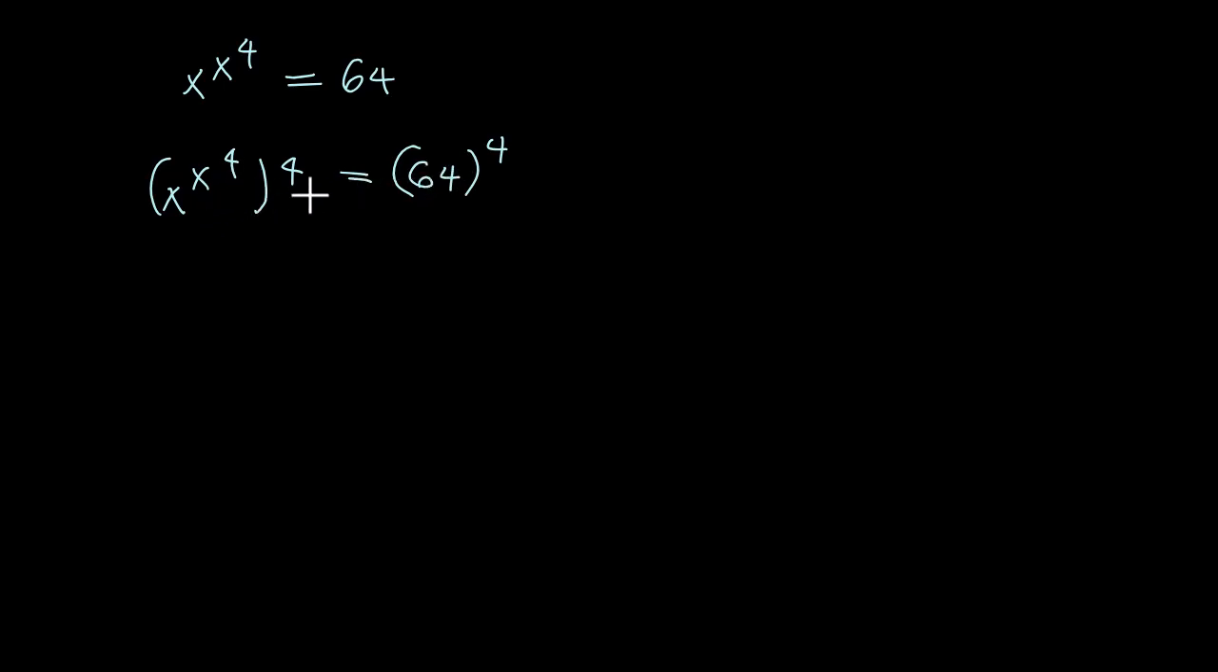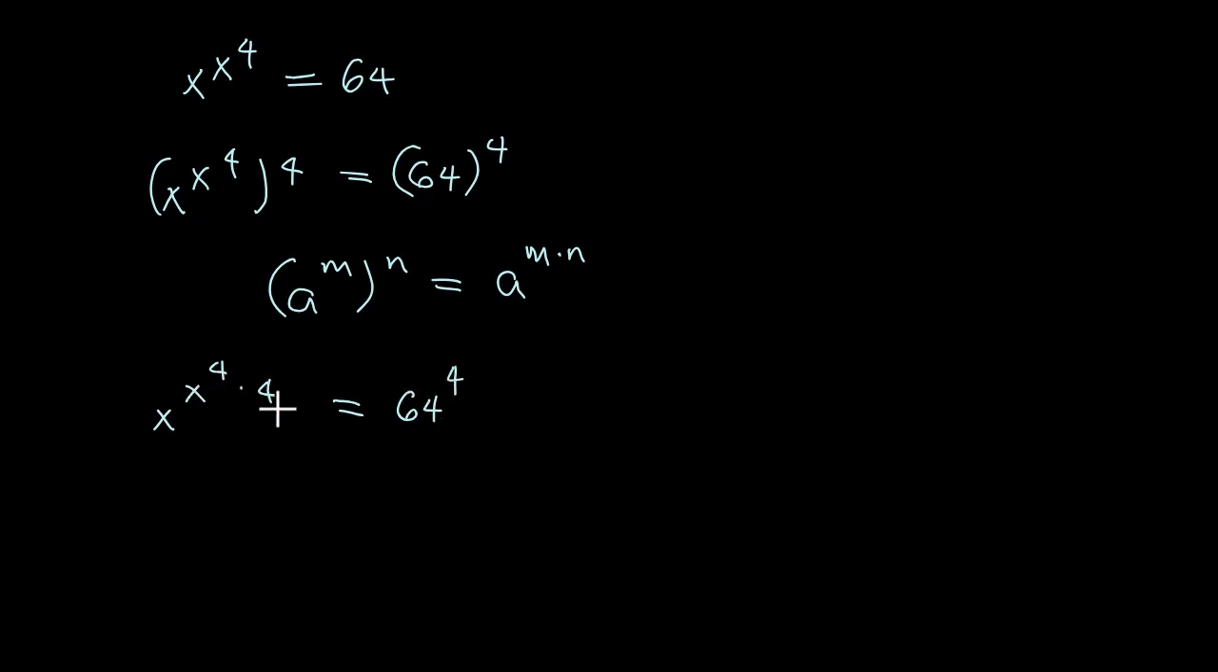If I open up the bracket, remember by law of indices, if you have a raised to power m, then raised to power n like this, to open the bracket, you simply multiply the powers and then you have m times n. So to open the left hand side bracket, I'm going to have x, then raised to power x raised to power 4 times 4. I'll open the right hand side, which is 64 raised to power 4.